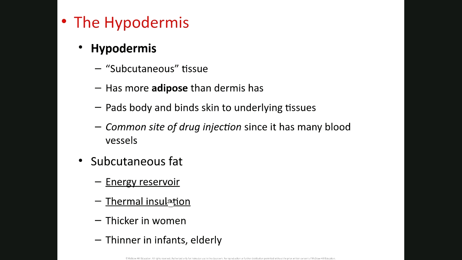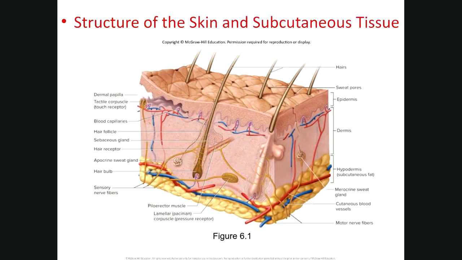Just out of curiosity, subcutaneous fat is thicker in women, and that's for child reasons. And thinner in infants and the elderly. And again, in the elderly, everything pretty much is going to thin out or decrease. A reminder of the picture here of the skin and all the structures that we are learning about.